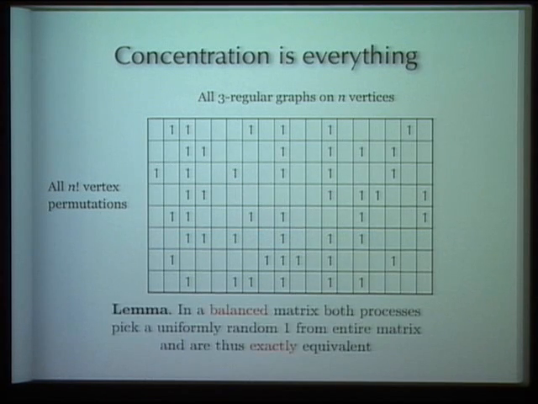Except, though, that the following is true. Imagine that this matrix was perfectly balanced, meaning that every row had the same number of 1s, and every column has the same number of 1s. Then these two processes are exactly the same, because what they're both doing is building a uniformly random 1 of the matrix. So you simultaneously pick a graph and a Hamiltonian cycle for it.